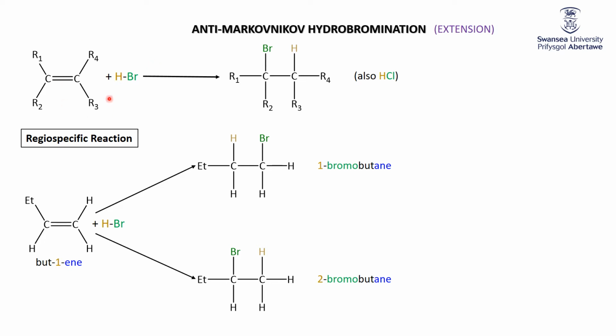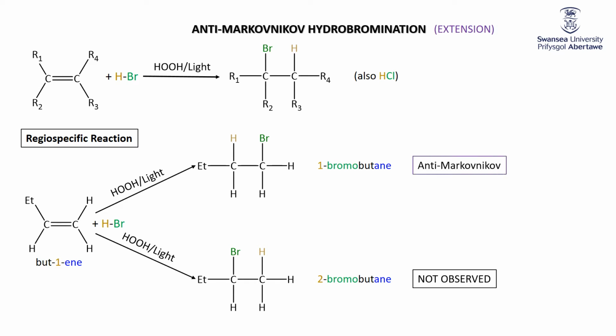However, if you do this reaction in the presence of hydrogen peroxide with some light, well then what happens is that you don't make any of the 2-bromobutane, you make the anti-Markovnikov product, in other words the one that you don't expect, in which the bromine adds to the less substituted carbon. No hydrogen peroxide, 2-bromobutane. Hydrogen peroxide and light, 1-bromobutane.